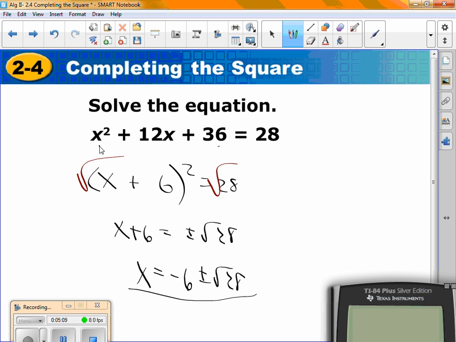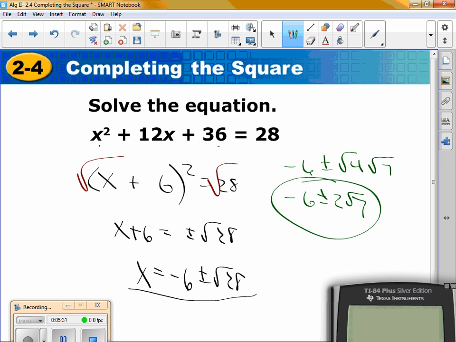Now, I'm going to try to think, is there any of those special numbers that go into a 28? 4. So I have negative 6 plus or minus square root of 4 times the square root of 7. 4 times 7 is 28. Plus or minus 2 square root of 7. That would give you a point of bonus. This one right here will be acceptable for now.